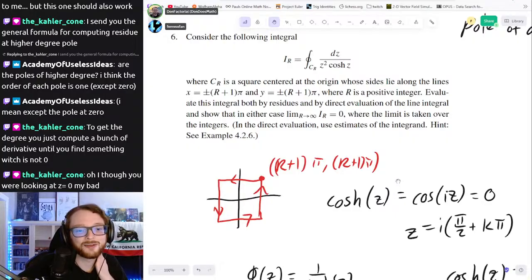They're saying in either case, the limit as r goes to infinity of I sub r is 0. So in the long run, it should be 0. It might be 0 in the short run too. Oh, where the limit is taken over the integers.